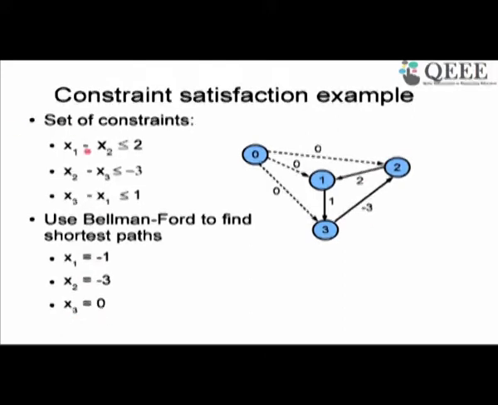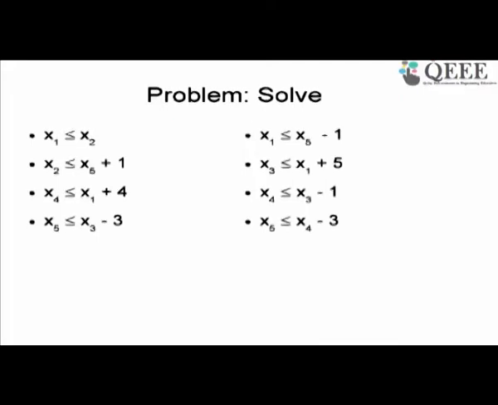You can check for yourself that these constraints are solved. -1 minus of -3, so 3 minus 1 is 2, it's basically equal to 2. x2 is -3 minus of -1, so -3 plus 1 is -2, which is less than equal to -3, and so on, right. So you can see all these constraints are satisfied, alright.